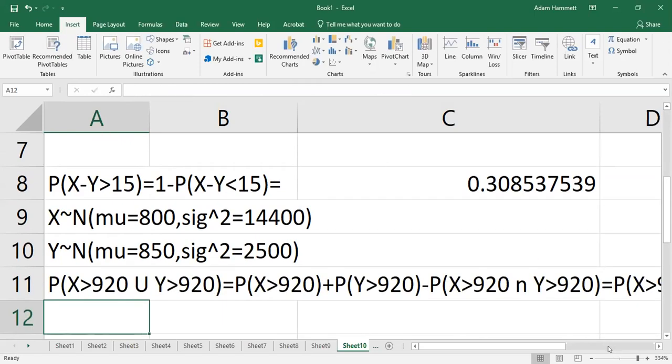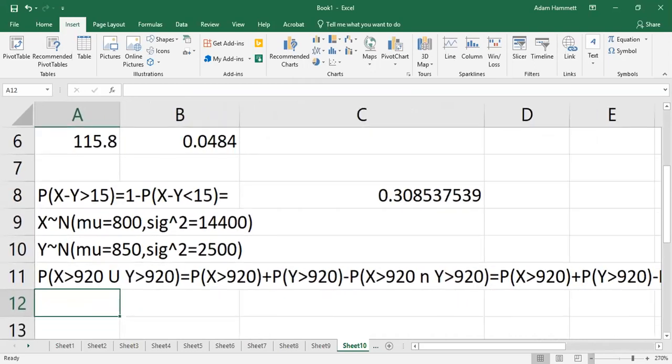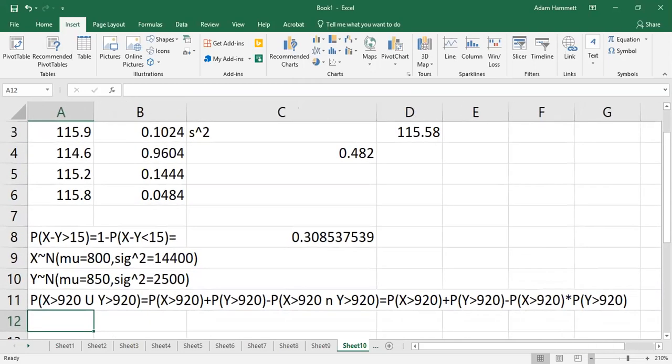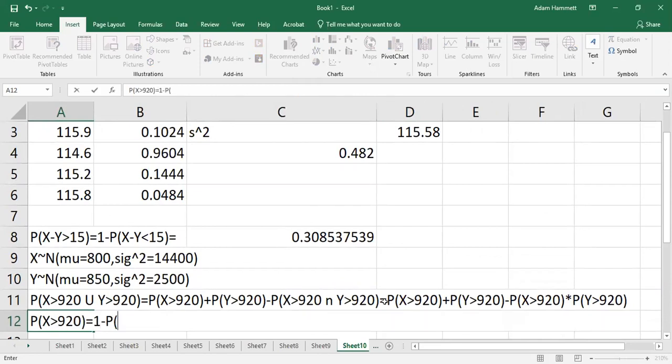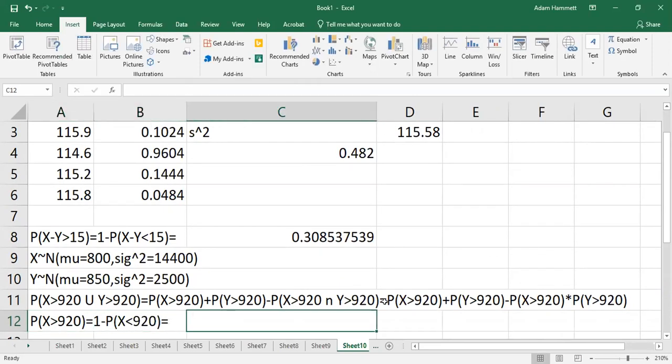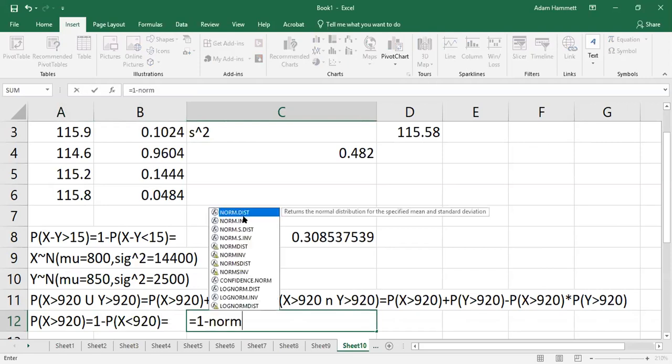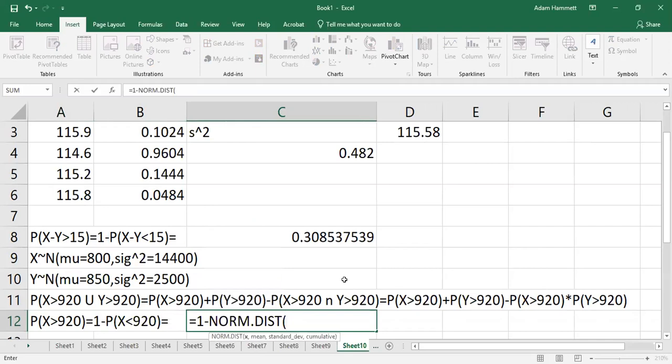Gotcha. So let me shrink this down so it's not blowing off the end of the screen here. Okay. So what's this equal? Well, let's first compute the probability that X is greater than 920. That's equal to 1 minus the probability that X is less than 920, which is equal to what? Use a normal. And the x is 920, the mean is 800, right? Standard deviation, what's the standard deviation of that thing? 120.